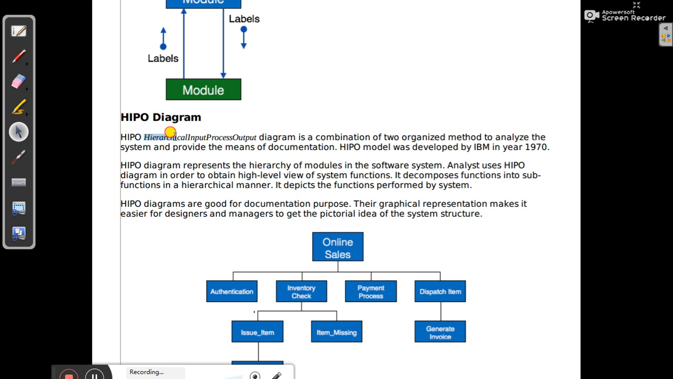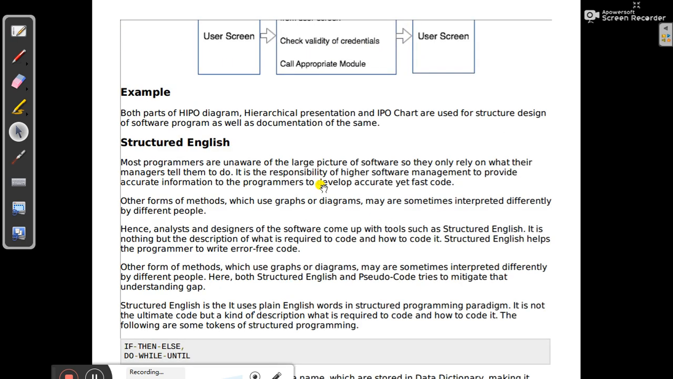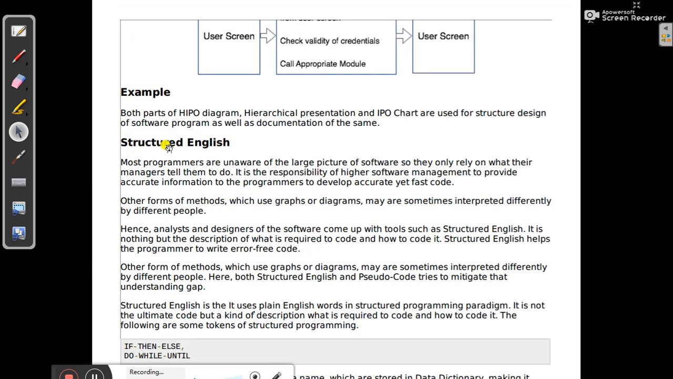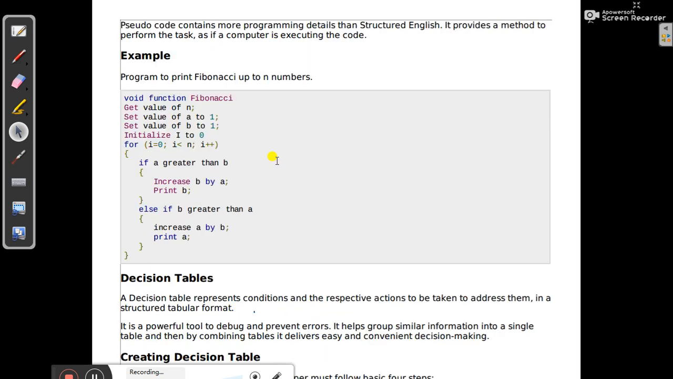And there is another one, that is the HIPO diagram. So we have seen DFD, then structure chart, then the HIPO diagram. HIPO, the full form is Hierarchical Input Process Output. So please go through this.